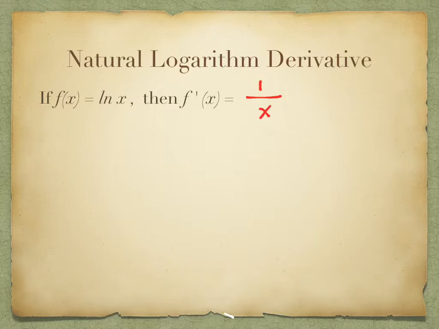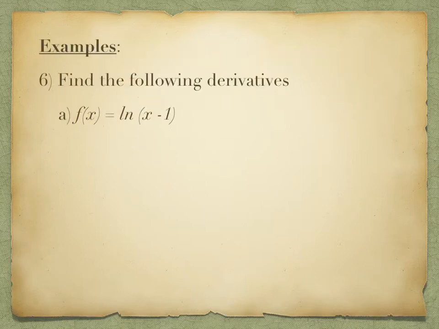I have 1 over x, but it's actually only defined when x is positive, right? Because the natural log of x was only defined for x being positive. Agreed? I mean, we were only on the right-hand side to begin with, so I can't take a derivative and somehow get to the left-hand side of a graph. That's not going to happen. So this is going to happen when x is still positive values. So let's do a couple derivatives before I let you go today. We've got here the natural log of x minus 1. So what would the derivative be for the natural log of x minus 1?